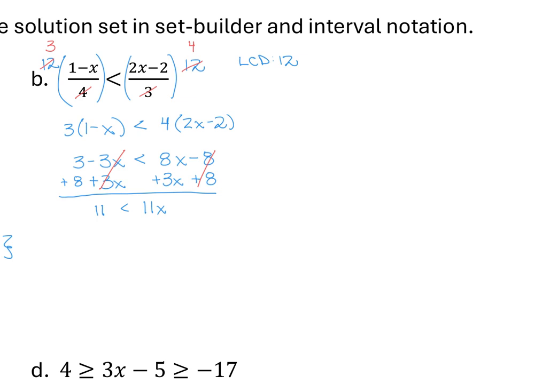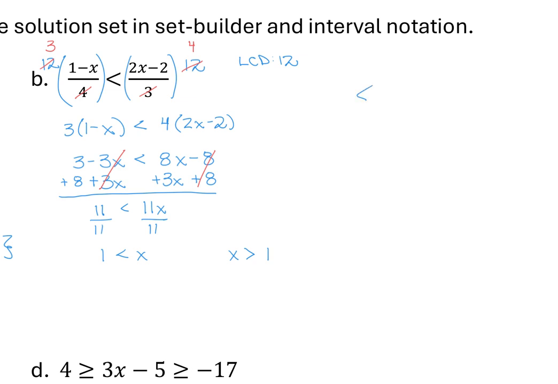We can then go ahead and divide by 11 on both sides. And we get 1 is less than x. Now, if you want to switch this around so that your variable is on the left, we can go ahead and do that. I'm going to move my x to the left, my 1 to the right, and again, I want my crocodile mouth opening towards the same thing, and so we want this to be written as x is greater than 1.